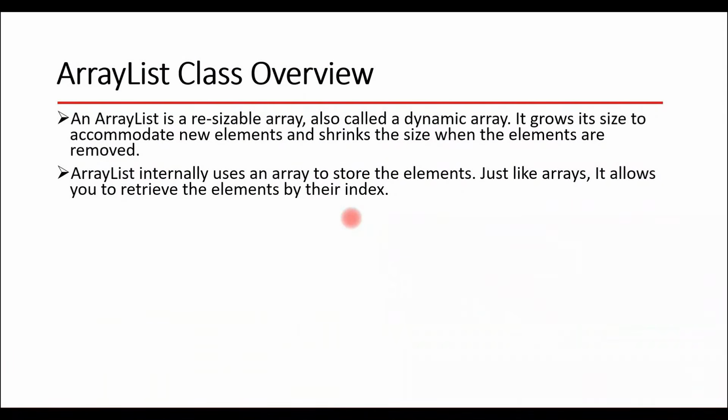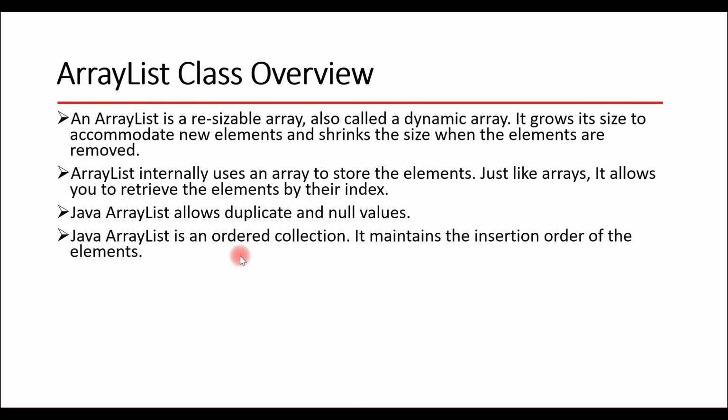So I just showed you the internal implementation of the ArrayList class. ArrayList internally uses an array to store the elements, and an array uses an index to represent the elements. So ArrayList also uses indexes to retrieve elements, add elements, etc. And ArrayList allows duplicate and null values, so we can store duplicate elements and null values in ArrayList. ArrayList is an ordered collection, and it maintains the insertion order of elements. It means that in whatever order we insert elements to an ArrayList, in the same order it will display.